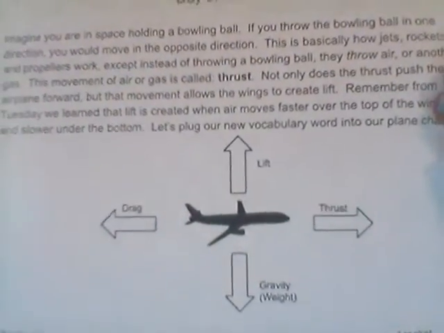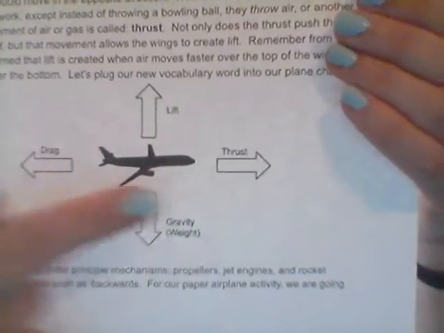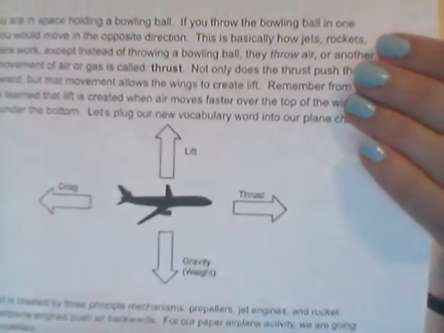So now we're going to put all of our words into the chart. I'll give you a hint, there are 4 of them. This might be important for your essential question. Okay, so we've got our lift, our gravity, our drag, and then our thrust. Our thrust is where that air is being thrown and we're moving forward.